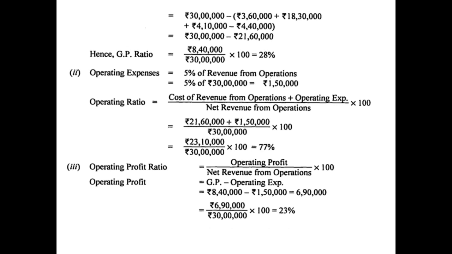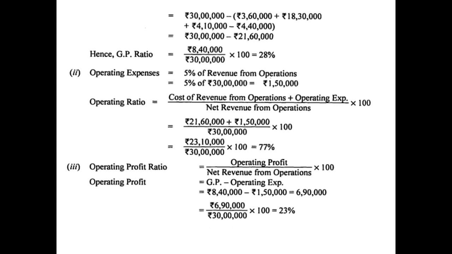The third ratio which you have to calculate is operating profit ratio, and the formula for operating profit ratio is operating profit upon net revenue from operations into 100. And operating profit, we have already discussed the formula in the previous video, is gross profit minus operating expenses, according to the information given. So we'll put the values in the formula. Gross profit 8,40,000 minus operating expenses 1,50,000. So your operating profit will come to 6,90,000.